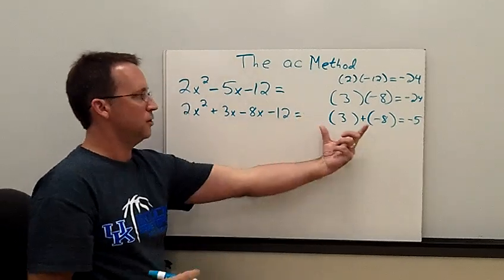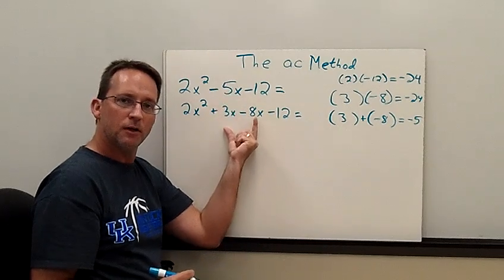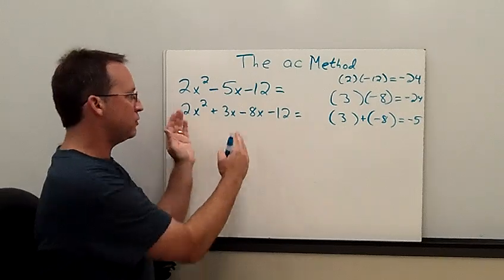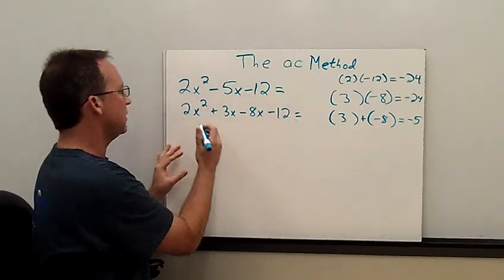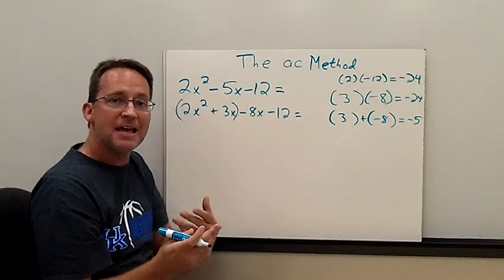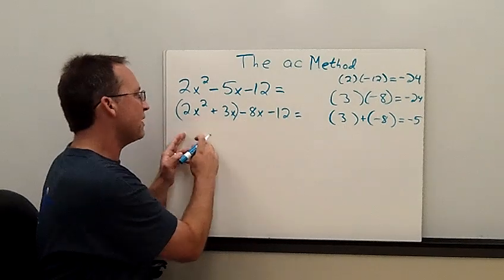Right. So these two numbers help me split that middle term up into two different expressions that's now going to allow me to factor two terms at a time here. I'm going to take these first two factors. I'm going to think about taking out a common factor. Notice there's an x in both of those. I'm going to factor that x out.